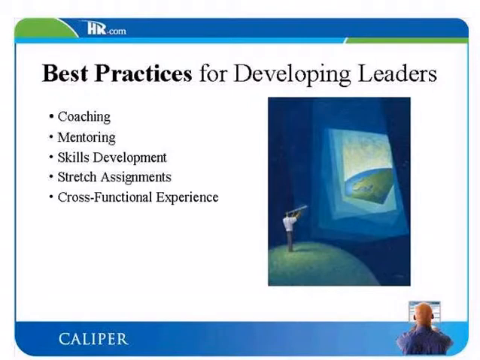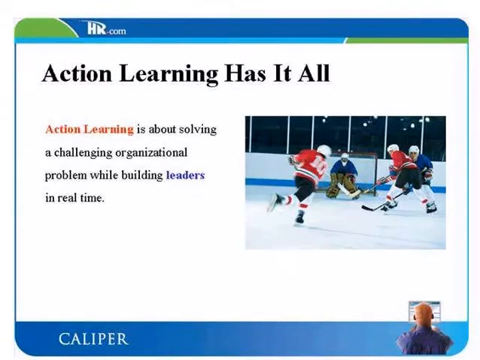Instead of simply naming a person as a successor, organizations need to implement action learning programs where a pool of high potential people get together and work on real and urgent business problems in order to develop themselves as leaders. In action learning, 50% is about solving problems and 50% is about developing leaders in real time.